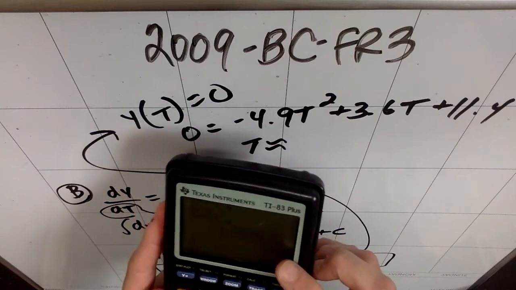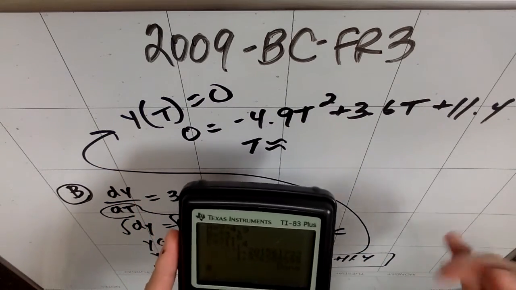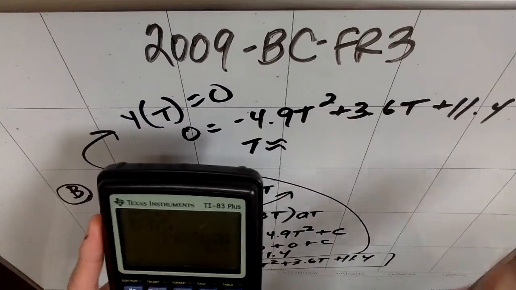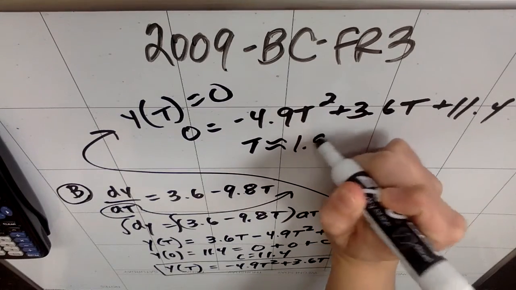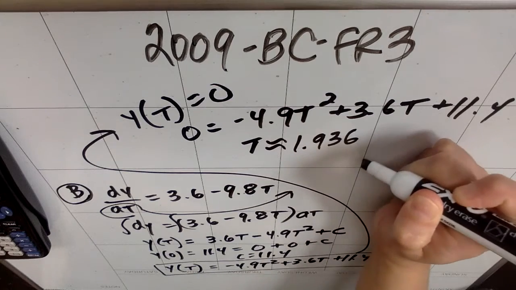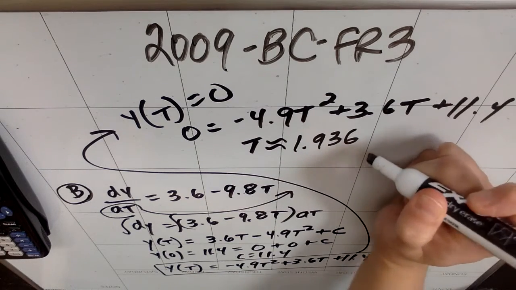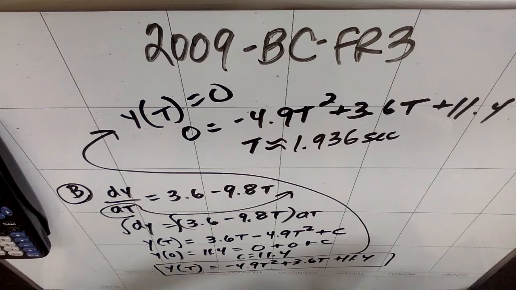So the negative time doesn't make sense because that would be before the problem even starts. And it makes sense that there are two zeros here because it's a quadratic. So the only possible zero that makes sense is the 1.936 seconds, presumably, because the units are meters per second. Okay, so seconds. So that's fine.